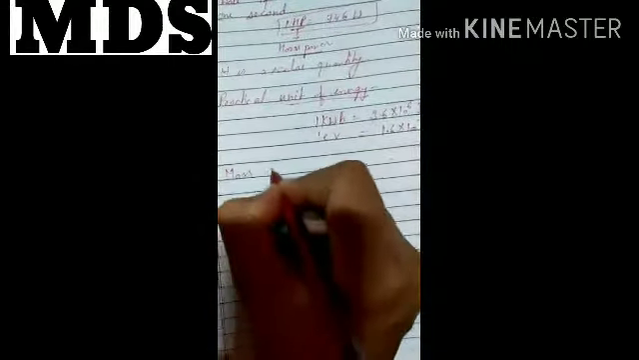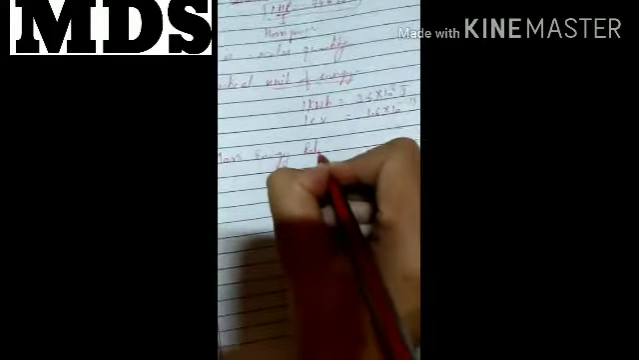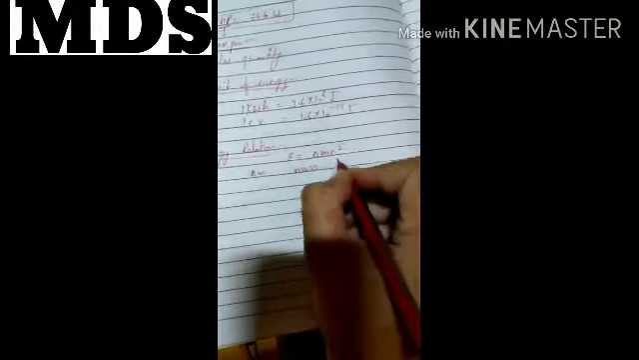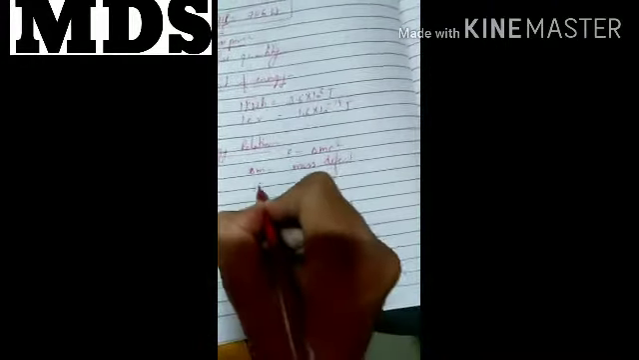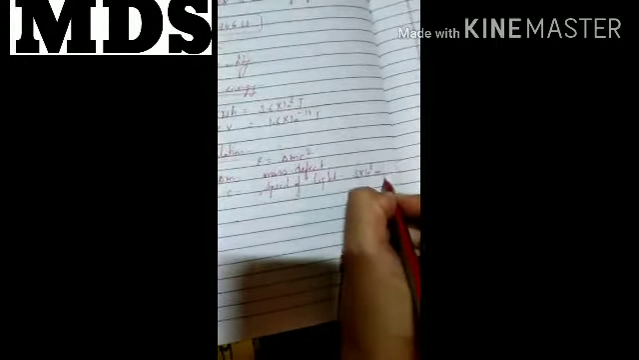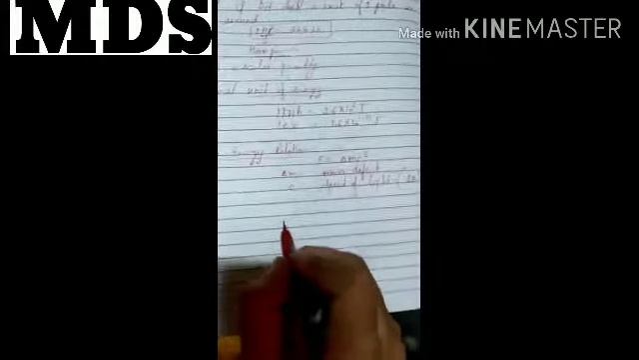Now next, our mass energy relation. E equals delta m c square, where delta m is the mass that appears or disappears, known as the mass defect, E is the energy, and c is the speed of light, which is 3 into 10 raised to power 8 meter per second. Everyone knows about it.